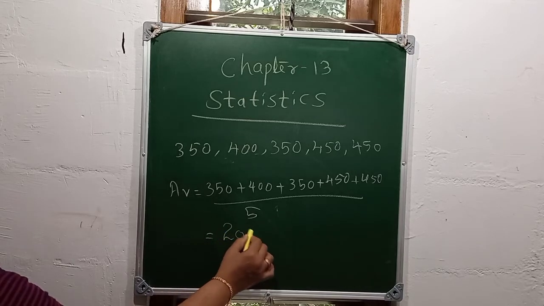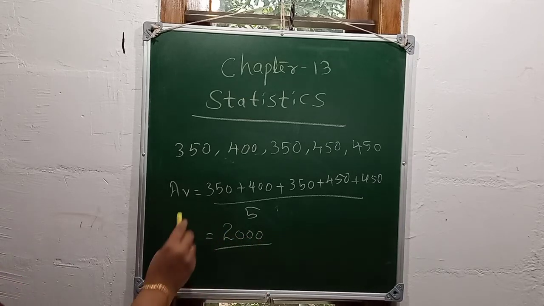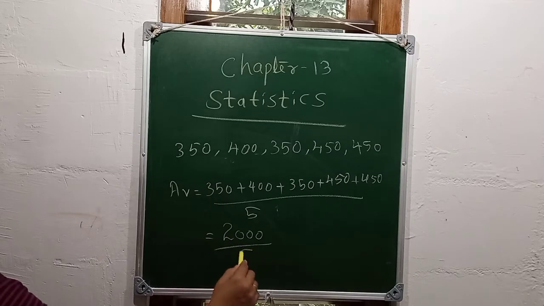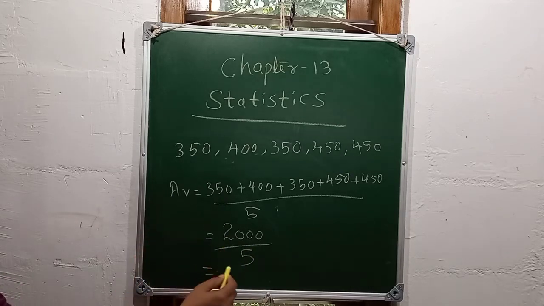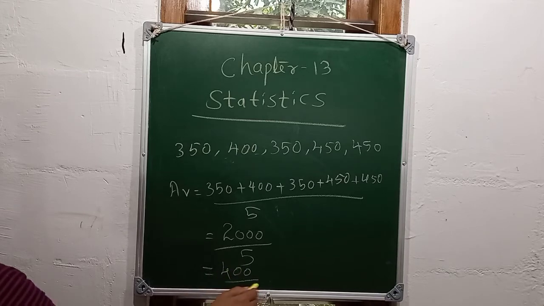The sum of these observations is equal to 2000 and the number of observations is equal to 5. So the average is equal to 2000 divided by 5. What is 2000 divided by 5? That is equal to 400. That is, 400 rupees is the average wage of the 5 workers in this factory. This is how we find the average of certain values, right?